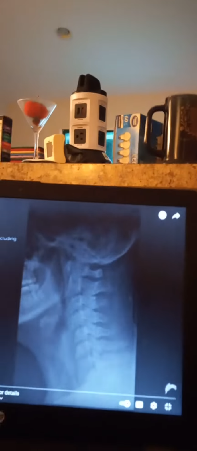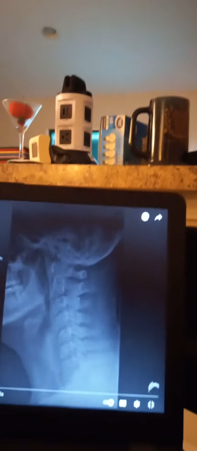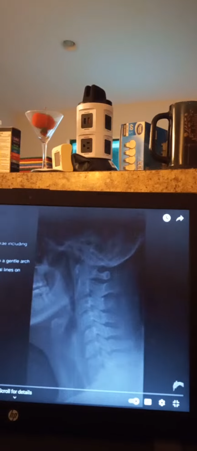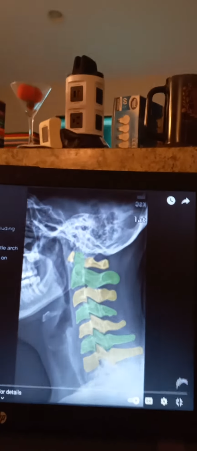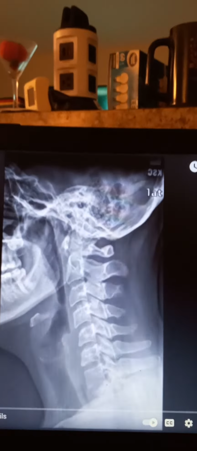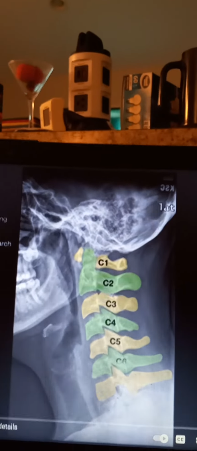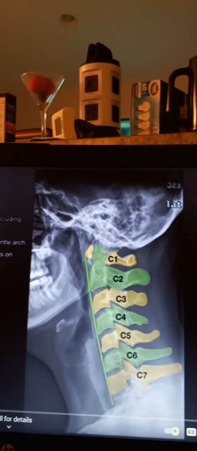To the next one, bones. So we're going to identify the C1 of each vertebra, including the dens. And the vertebral bodies should line up with a gentle arch using the anterior and posterior marginal lines. So, there are our 7 cervical vertebrae. There are their numbers. And there are the anterior and posterior marginal lines that line up.